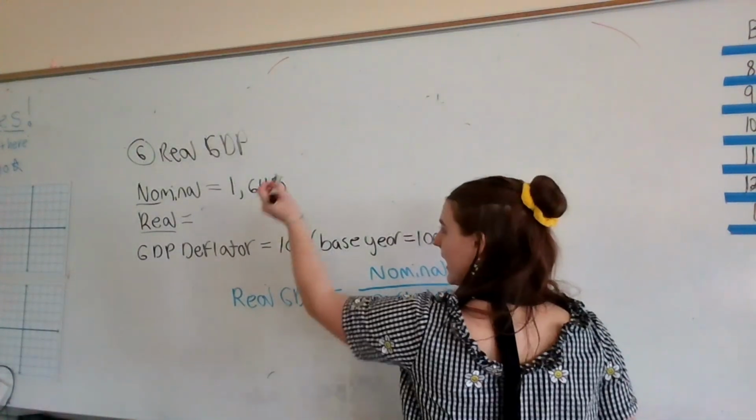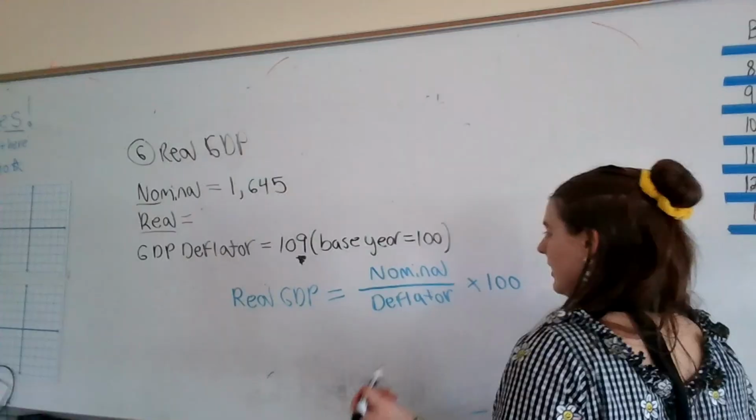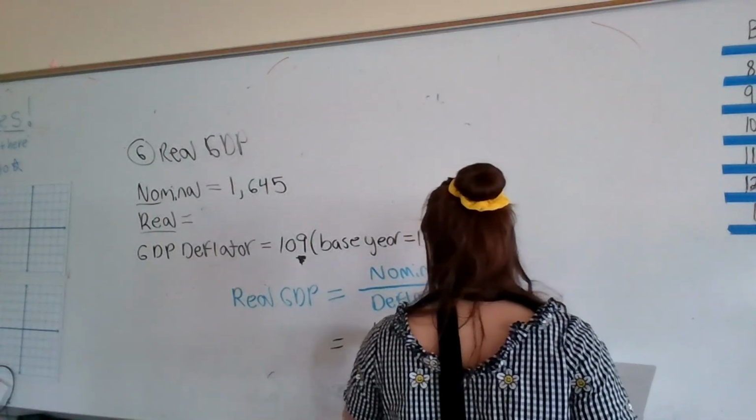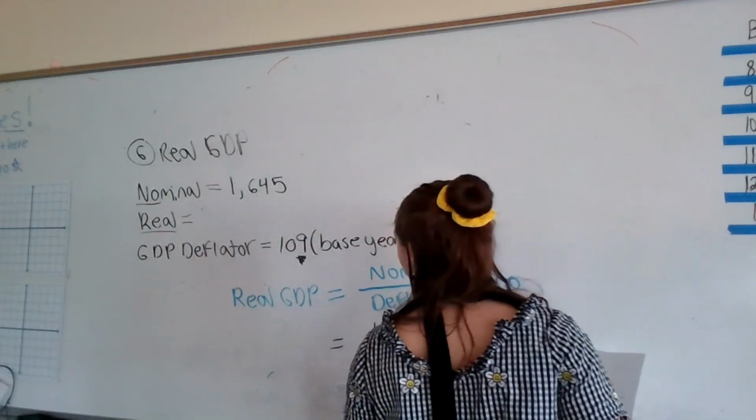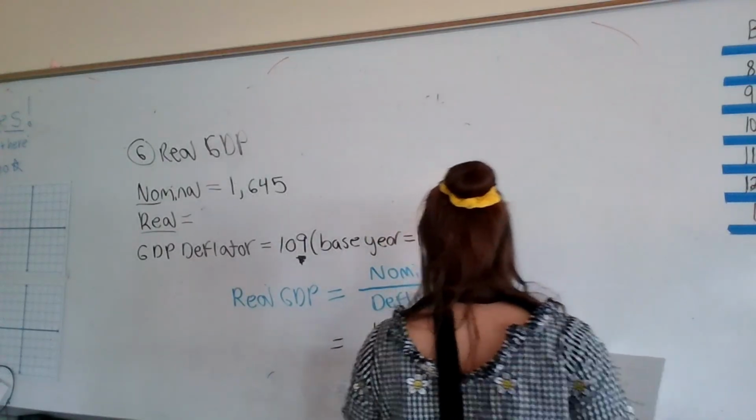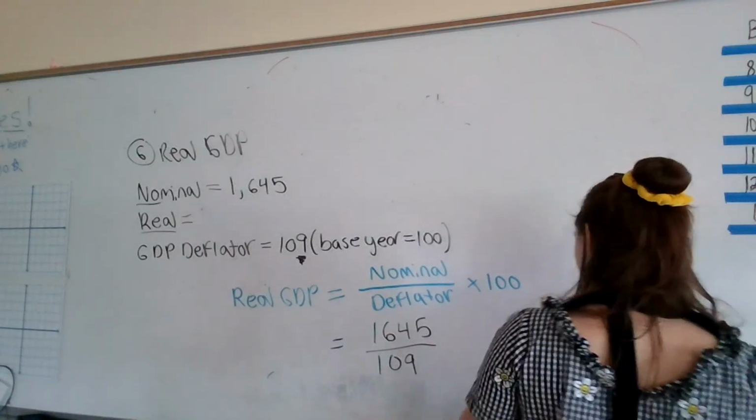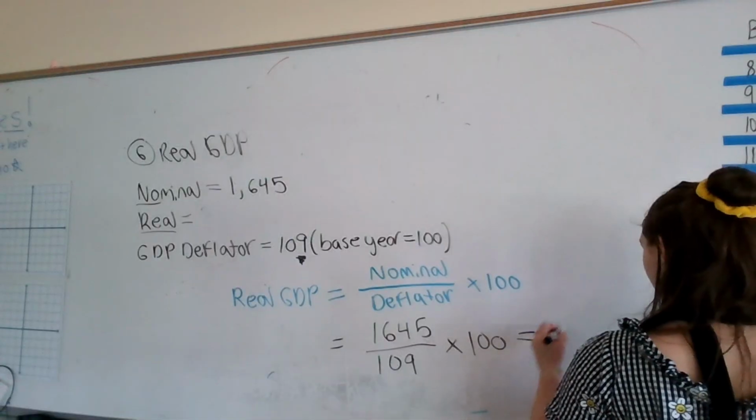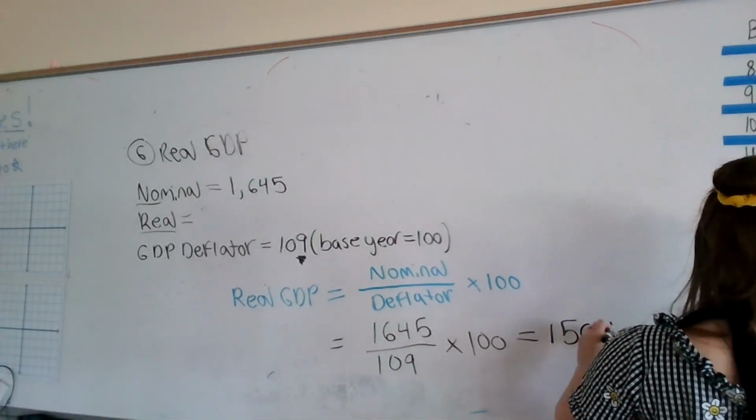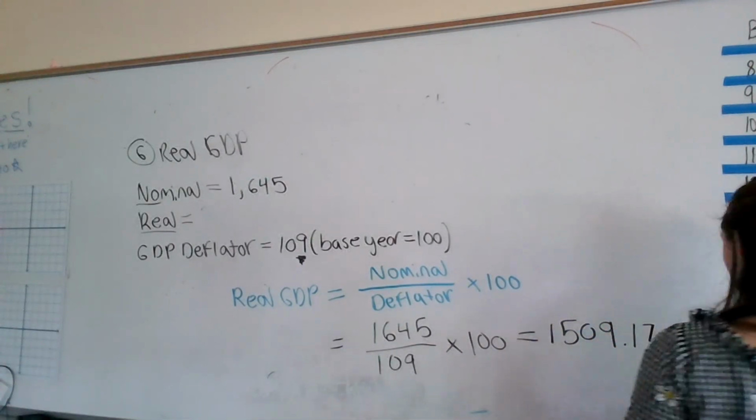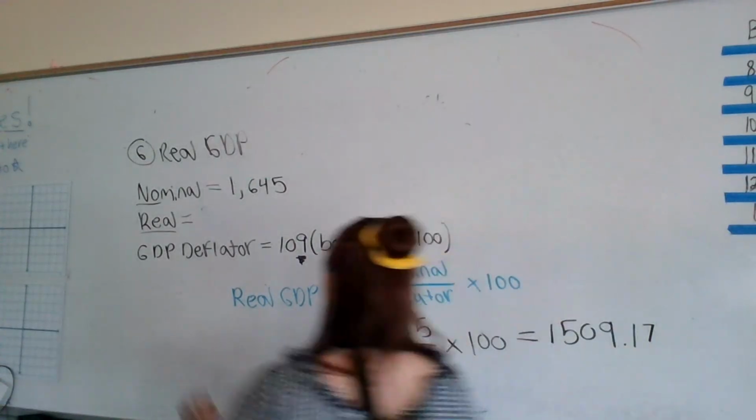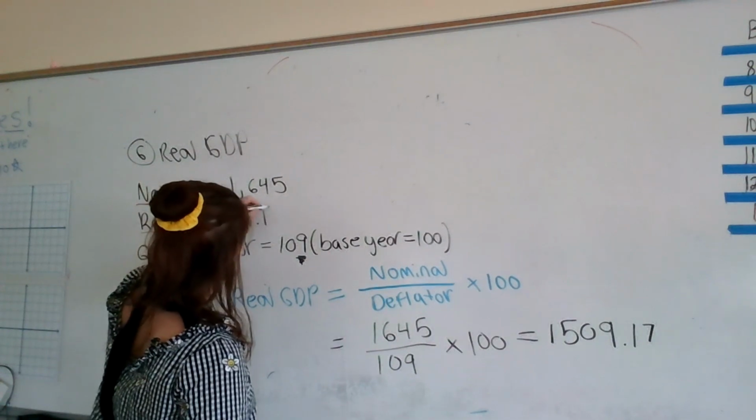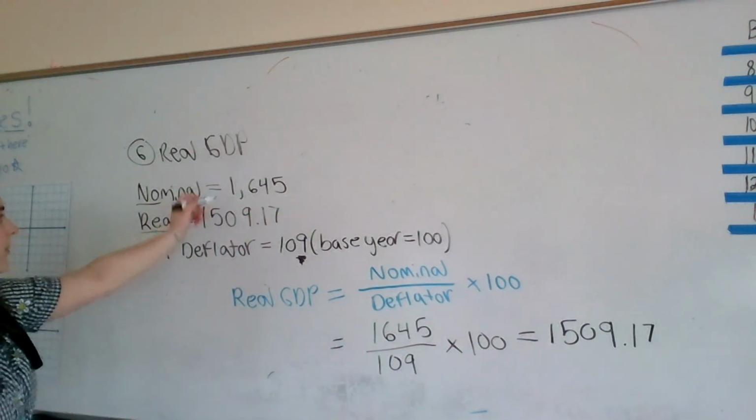All we gotta do is plug the values in that we got. So we know that our nominal is 1645, our deflator is 109, and in that case, we divide that out, and we're gonna get 1509.17. So our real GDP in this case, 1509.17. So we compare these two, right?